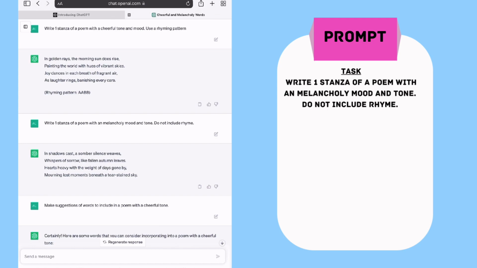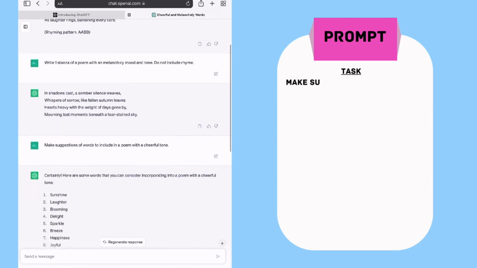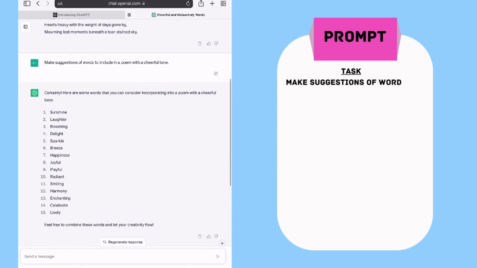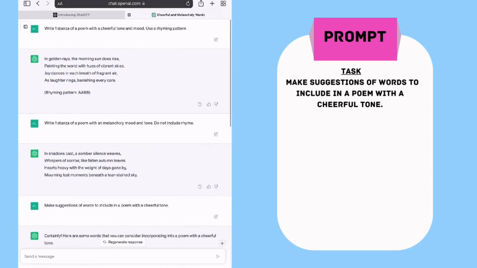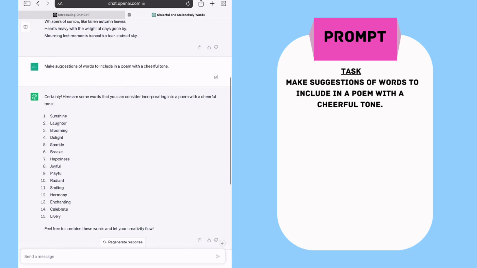Again, it's produced a nice poem. It certainly has a melancholy mood and tone to it. If you want to extend your students a little bit further, you could possibly give them some words that they could include in the poem that would keep the tone. So my prompt was make suggestions of words to include in a poem with a cheerful tone. So you could give your students that beginning cheerful tone poem, that one stanza, and you could also give them some of these words and they could try and incorporate those together.